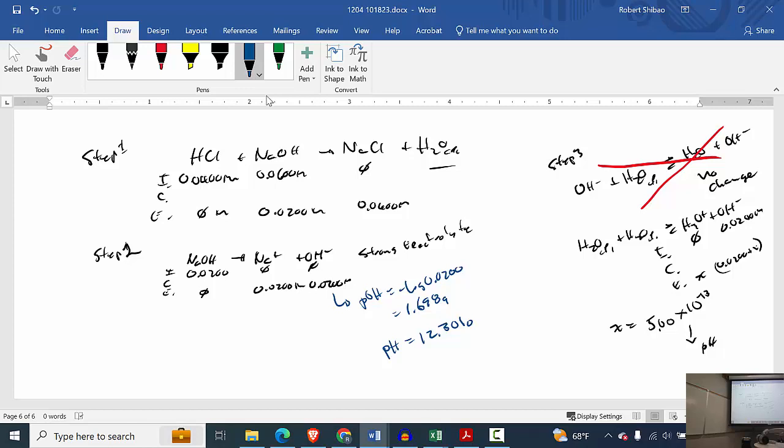We should get the same pH here, because this is the hydronium. So the pH should equal the negative log of 5 times 10 to the negative 13. Let's see what it comes out to. So negative log of 5 times 10 to the negative 13. It comes out to 12.3010. So here, hydronium just came from autoionization of water.